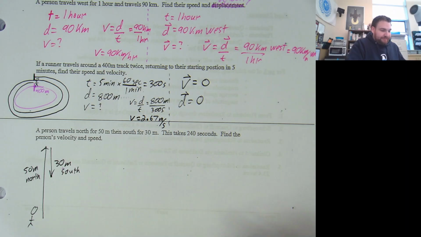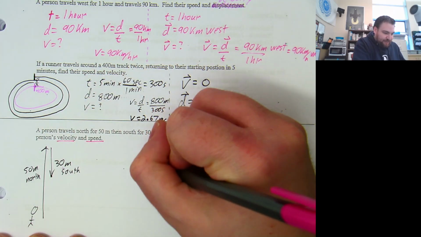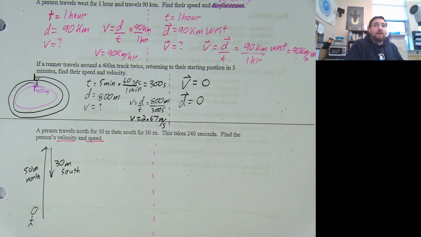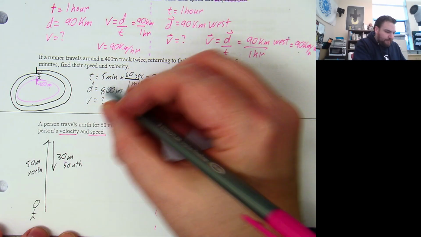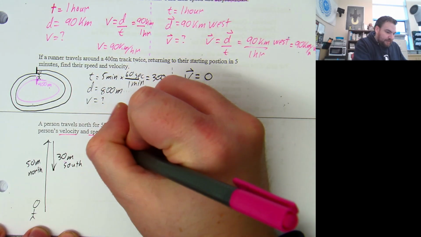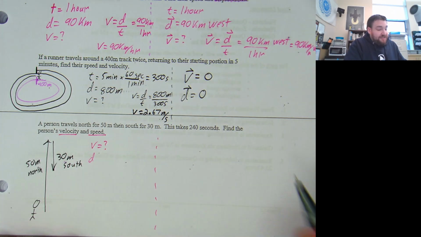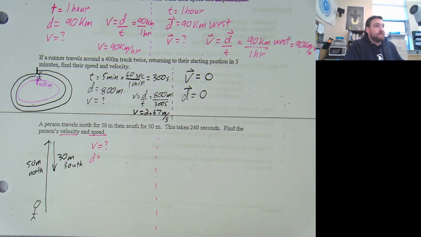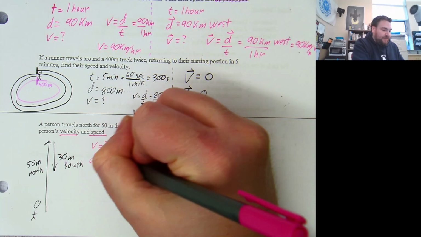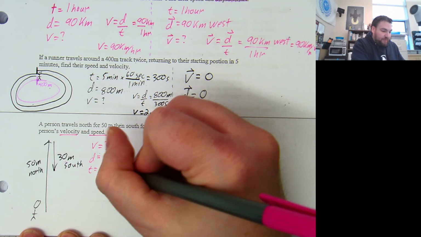Let's write it all out. We want to find velocity, we want to find speed. Let's draw the dotted line down the page. Do them both. Let's do speed first. V equals, I don't know. I know a distance. What is the distance traveled by our person? 80 meters. Distances only ever add. And the time it took them to do that was 240 seconds.